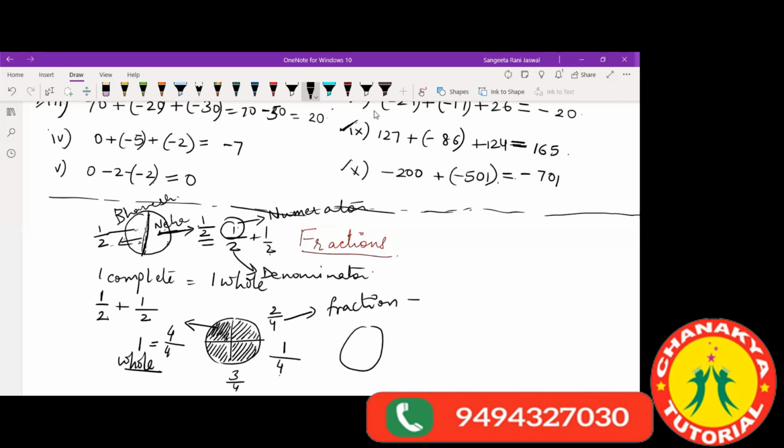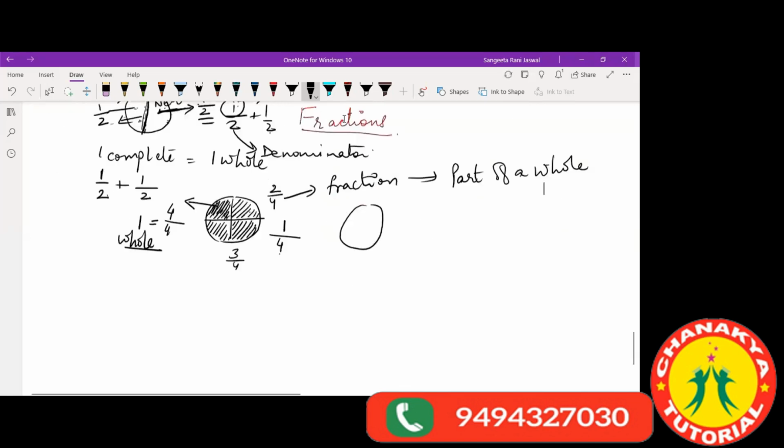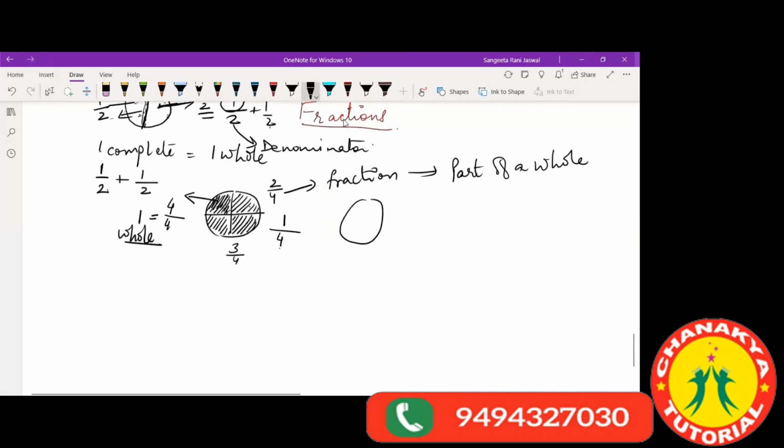Fraction means part of a whole. This is some part of a whole, two parts out of the whole, three parts out of the whole. So what is a fraction? Part of a whole. Please write this down in your notebook: fraction is part of a whole.